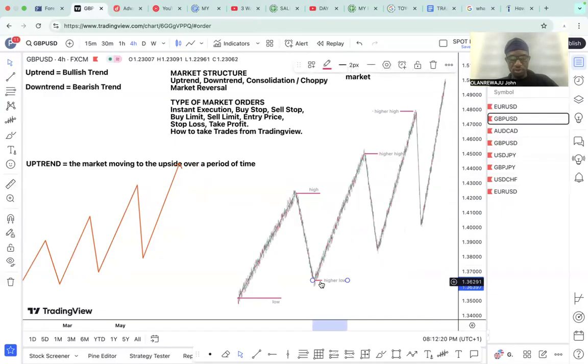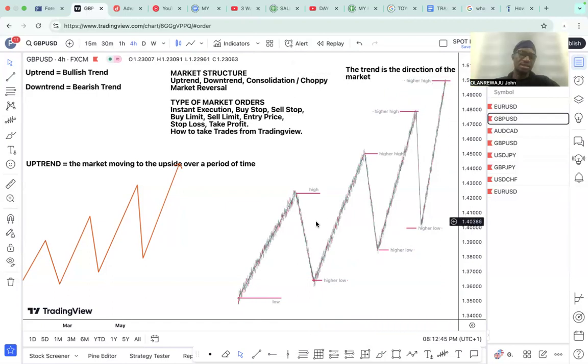Of course, this is the new higher low. You get it. And then this also becomes the what? This low over here becomes the new higher low. You get it. And then this high also becomes the what? The new higher high. So that is what characterizes an uptrend. And then the reverse is the case for a downtrend.